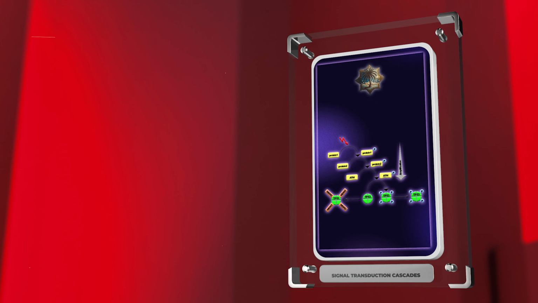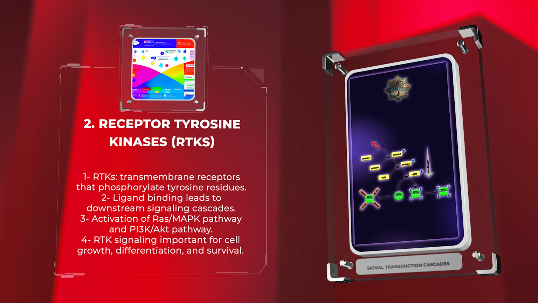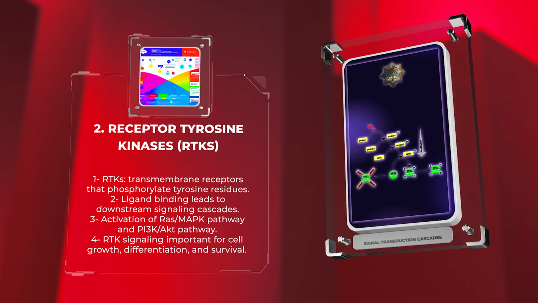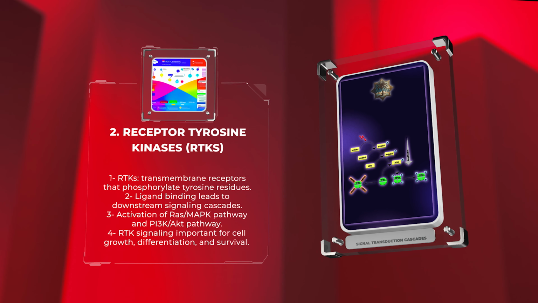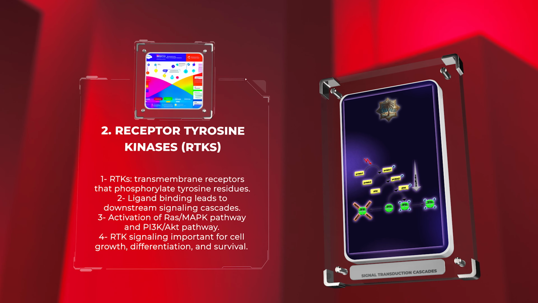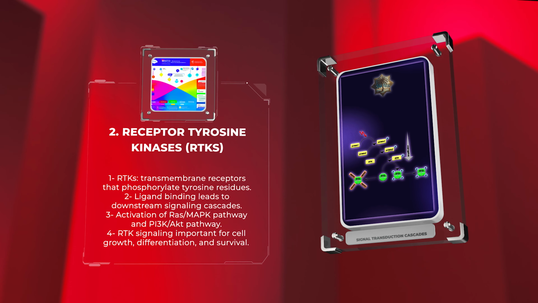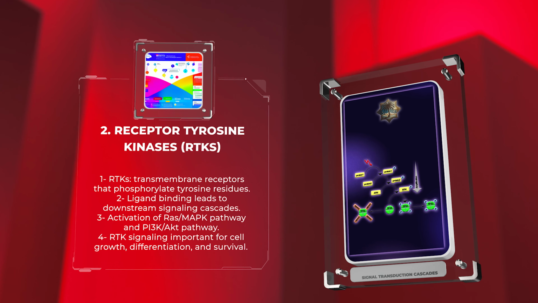RTKs are transmembrane receptors that phosphorylate tyrosine residues in response to ligand binding. This phosphorylation event leads to the activation of downstream signaling cascades, including the Ras/mitogen activated protein kinase, MAPK, pathway and phosphoinositide 3 kinase, PI3K/AKT pathway. RTK signaling is crucial for cell growth, differentiation, and survival.